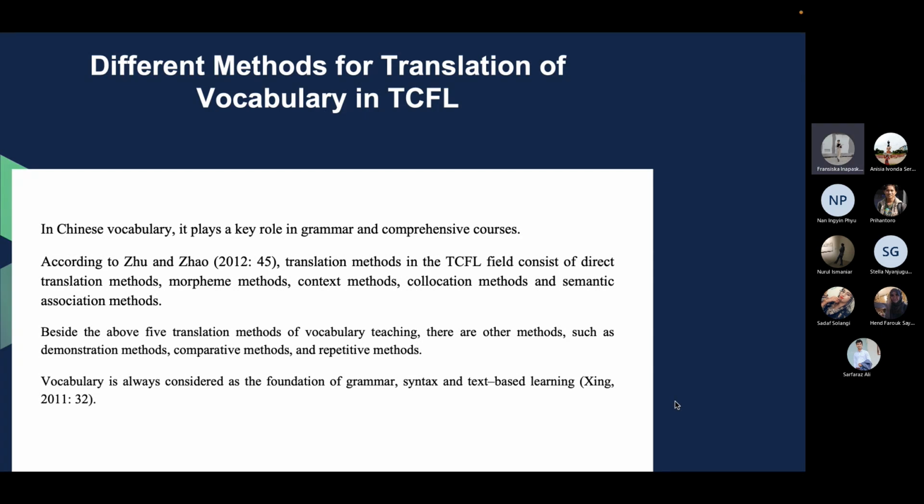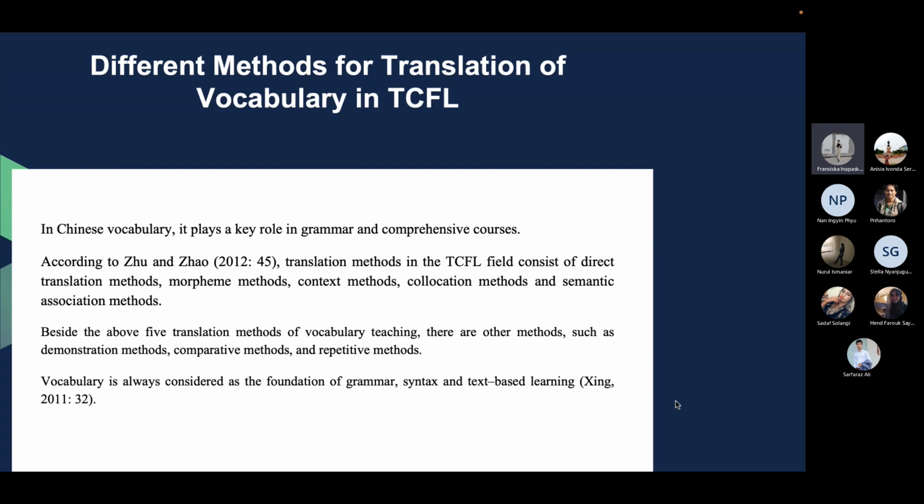According to Chu and Chow in 2012, translation methods in the TCFL field consist of direct translation methods, morpheme methods, context methods, collocation methods, and semantic association methods. The direct translation method is commonly used in vocabulary lists when a Chinese word has an equivalent translation in the target language. The translation can be directly used.